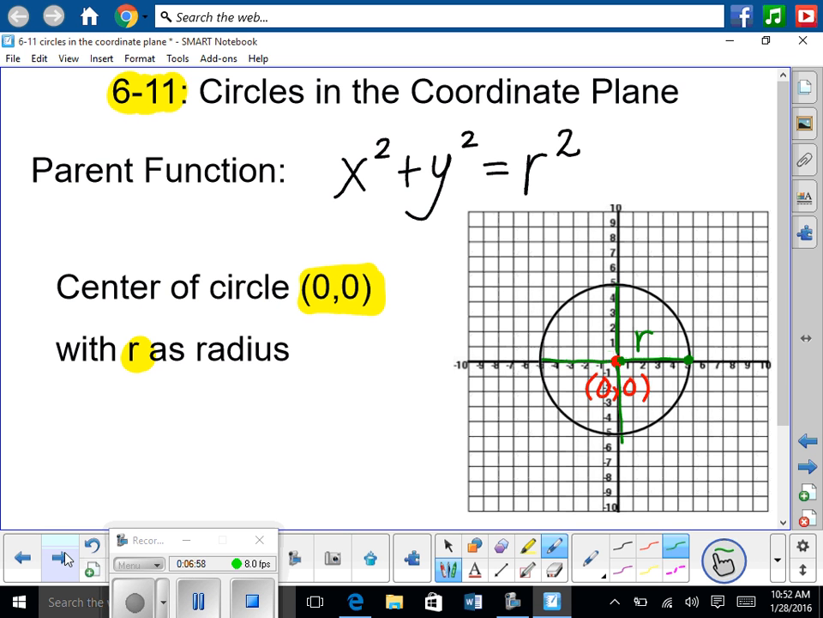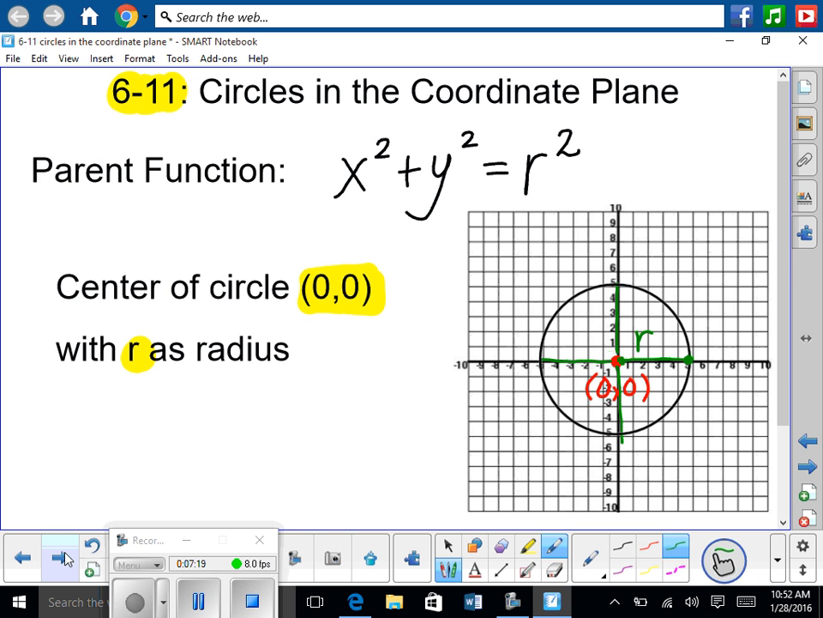And parent function, I had somebody ask me that. Remember, parent function means the most basic non-shifted function. So x squared plus y squared is equal to our radius squared. So, if you think about it, the reason it goes in our quadratic units is because these squares are what make our circle happen here. So just keep that in mind.